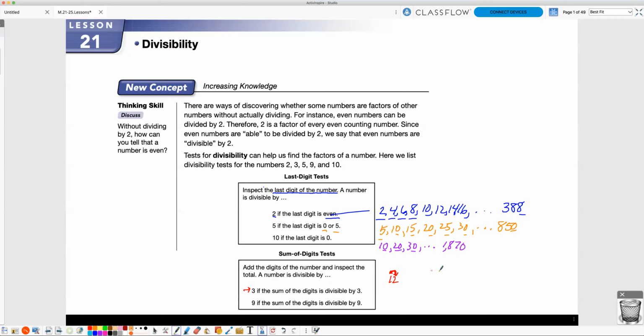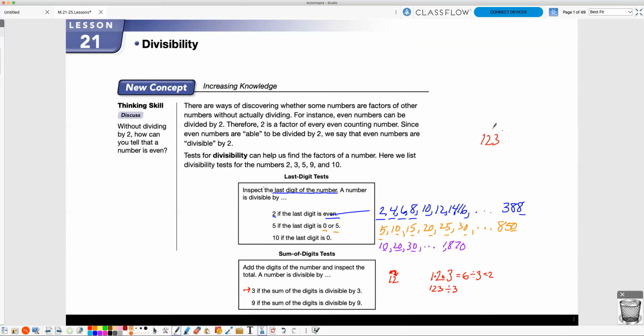But let's say you have a bigger number. Let's say it's 123. If I was to add these up, 1 plus 2 plus 3, it equals 6. And 6 is divisible by 3. I know that 6 divided by 3 equals 2. That means that this number 123 is divisible by 3 before I even go ahead and divide.